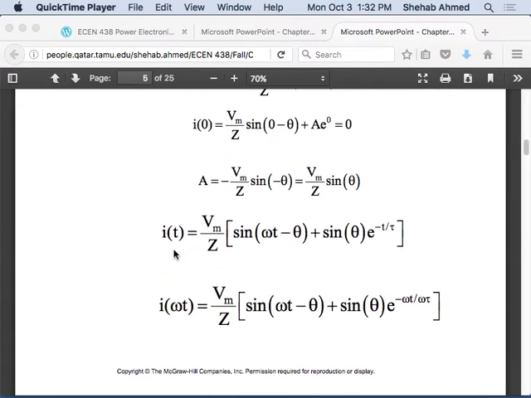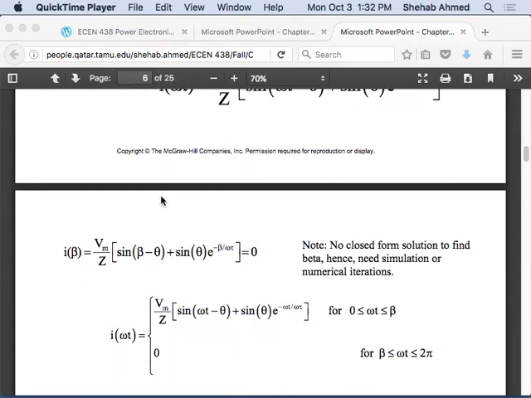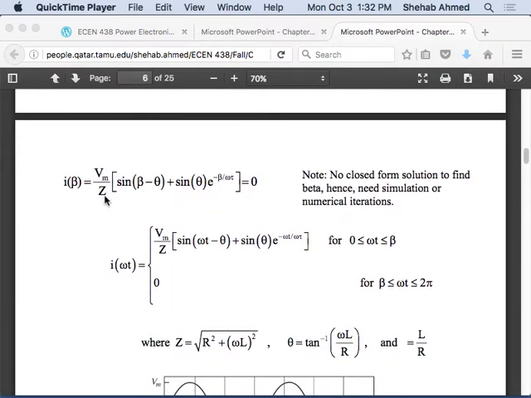Any questions on this? Everything else you know. The voltage you will know, the impedance you will know, and the angle of the impedance. The impedance is a magnitude and an angle. You know the time constant, and you know which frequency you're operating at. The only unknown will be beta, and you cannot solve for it in closed form. You have to use numerical methods.